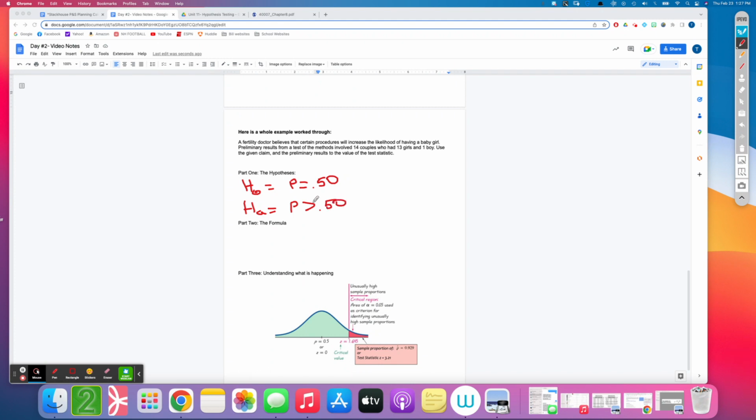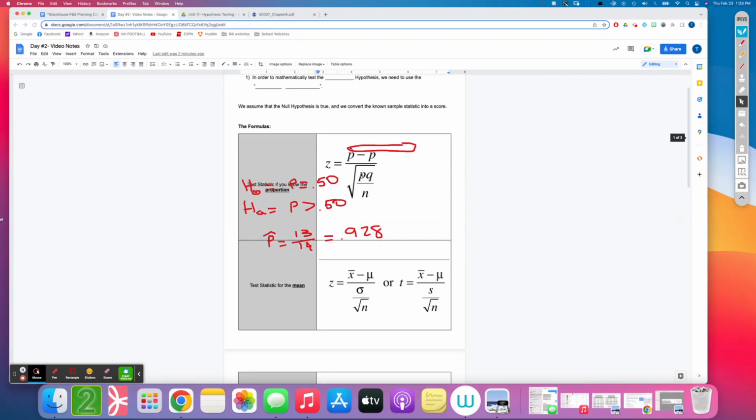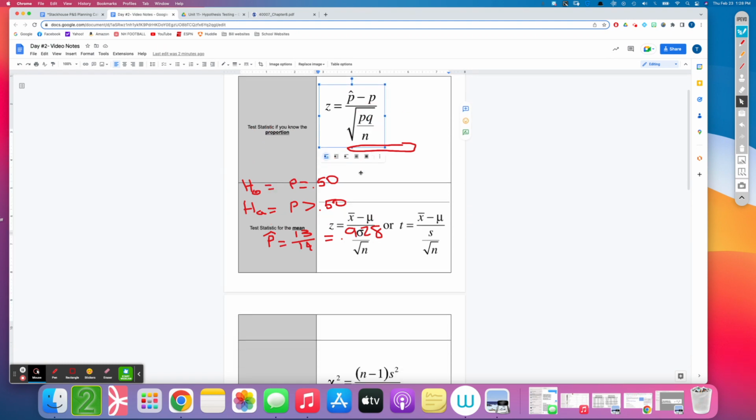So we have to figure out what we're given. In this case, this stuff right here tells us we have a small survey. P hat is equal to 13 out of 14 trials, because 13 girls in 14. So 13 divided by 14 is equal to 0.928. Now let's figure out which formula we're going to use. If we scroll up, we're definitely going to use the proportion one, and I'm going to copy and paste that down at the bottom so we can use it.